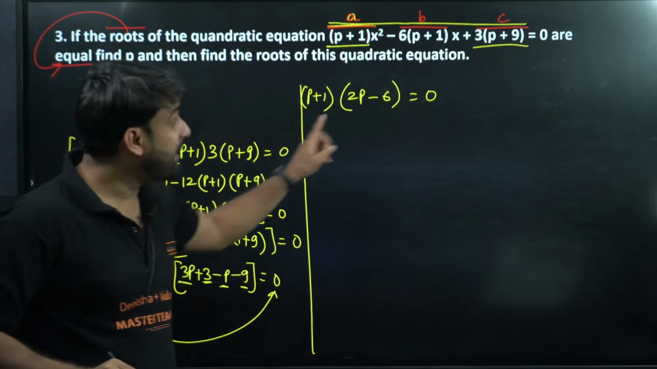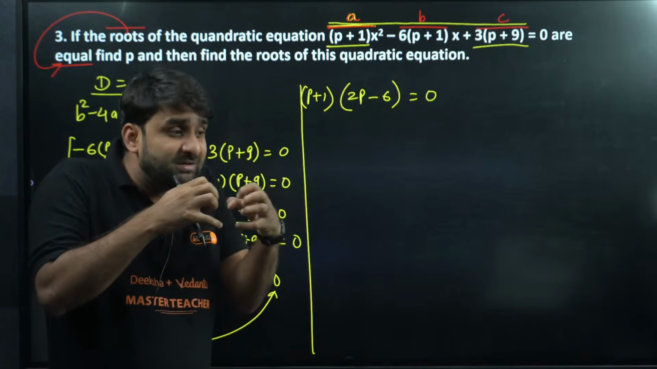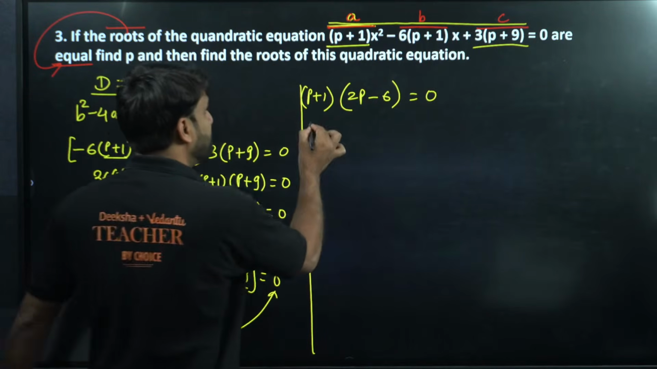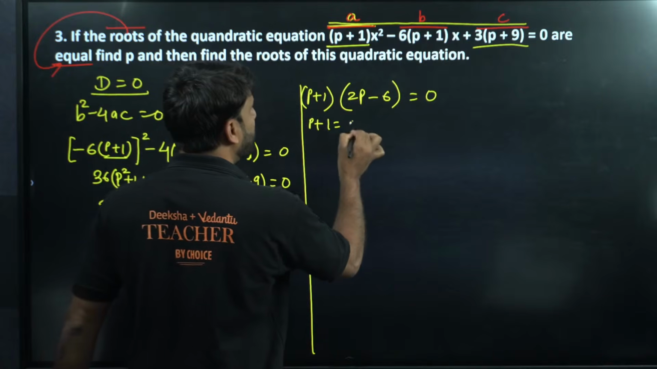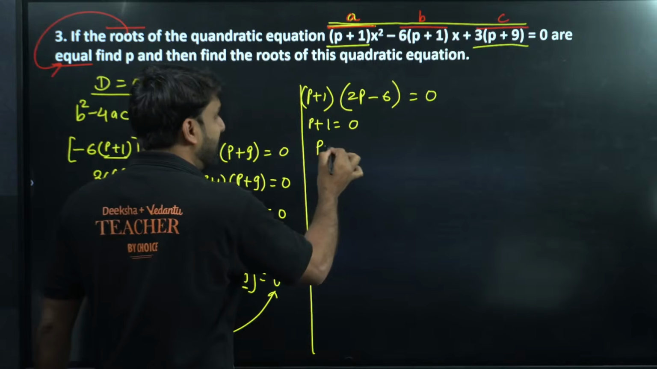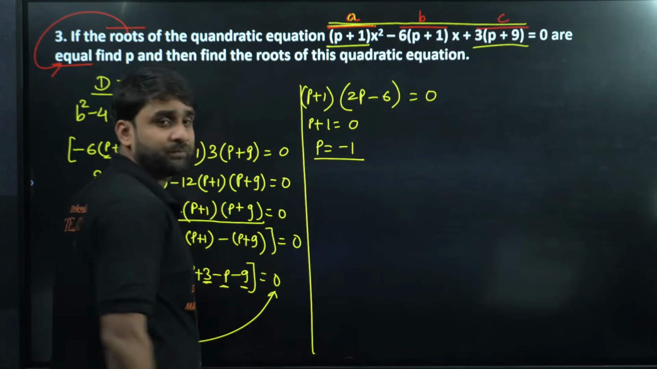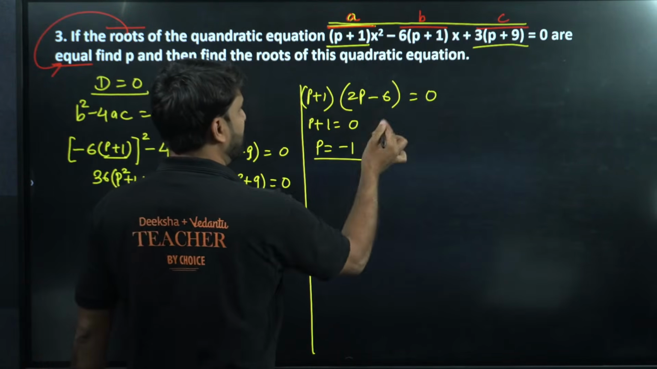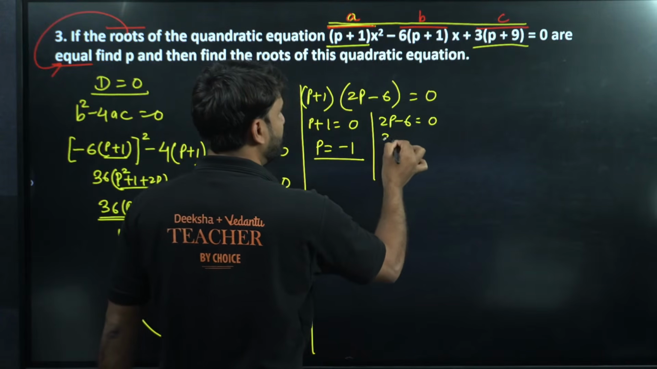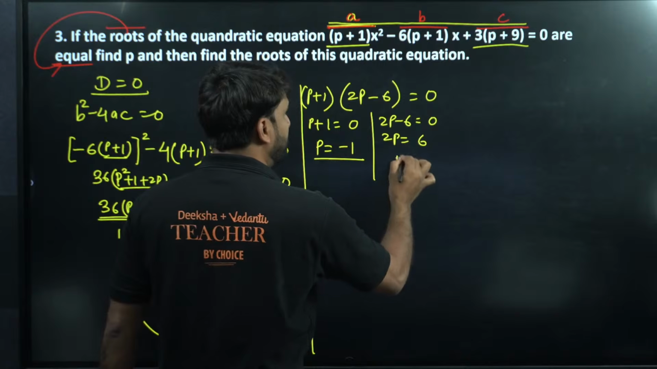Now we have two brackets and both the brackets are in multiplication form and equal to 0. It implies that P plus 1 will be equal to 0. So if we are writing here P plus 1 equals to 0, it indicates that P will be equal to minus 1. And if we put this bracket equals to 0, 2P minus 6 is equal to 0. So 2P will be equal to 6. So P will be equal to 3.